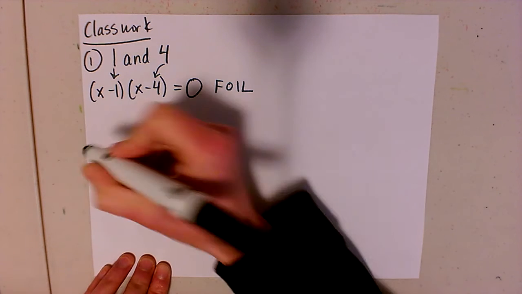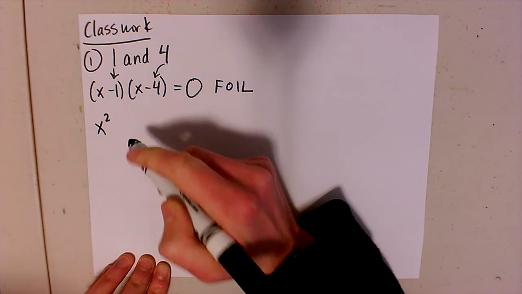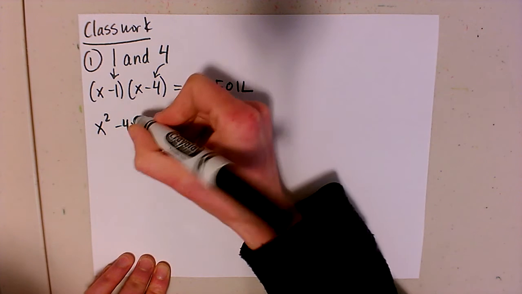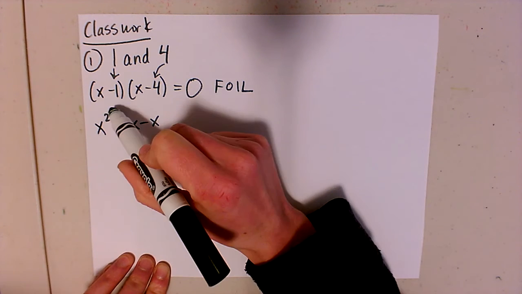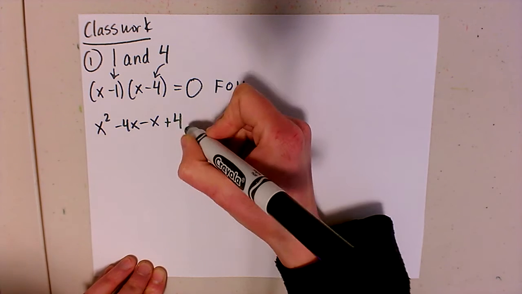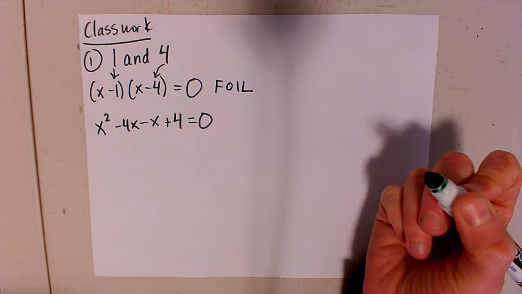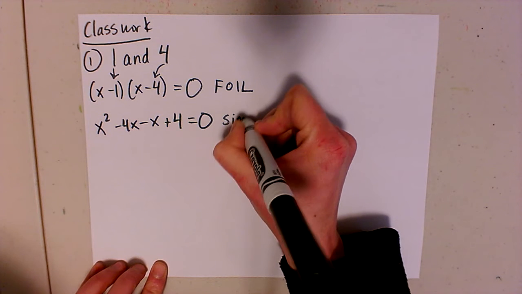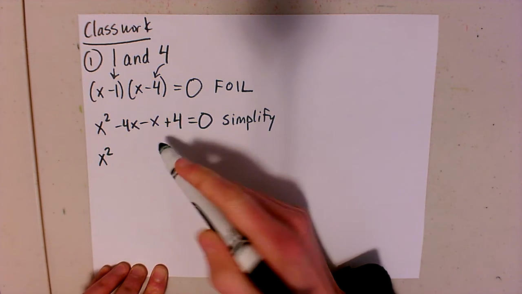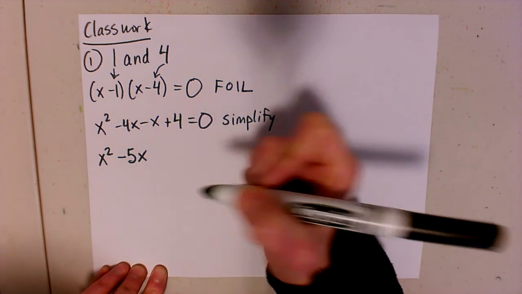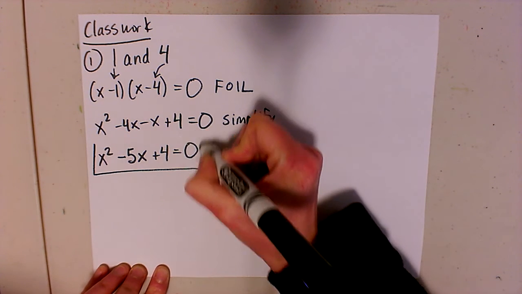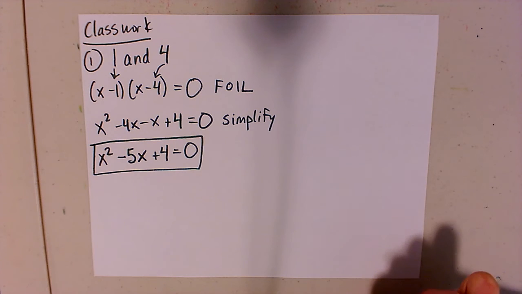And then we would FOIL. My first, x times x, is x squared. My outer, negative 4 times x, is negative 4x. My inner, negative 1 times x, is a negative x. And then my last, negative 1 times negative 4, is going to be a positive 4. And then this whole thing equals 0. So then we would want to simplify this. Okay, so I'll get an x squared, combining the like terms in the middle, I'll get negative 5x plus 4 equals 0, and then that's the answer there. That's the kind of answer that we're looking for.